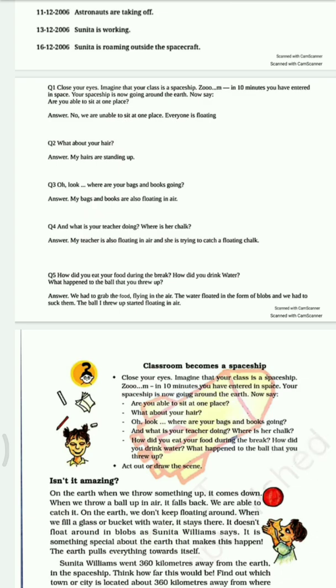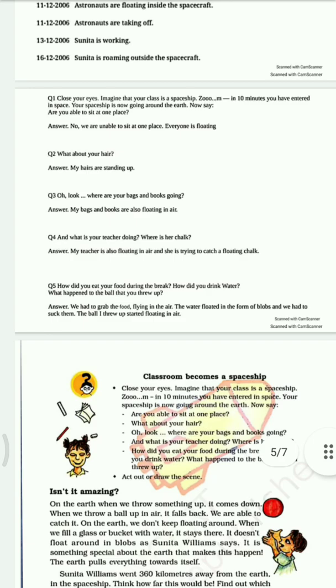Okay, so your food is also floating, water is also floating. So you have to grab the food flying in the air. Grab means you have to catch the food, and the water floats in the form of drops. Okay, so water is floating in the form of drops, so you have to catch the water and drink it. And now the next question, what happened to the ball that you threw up? Okay, so when you threw up the ball, it started floating in the air.